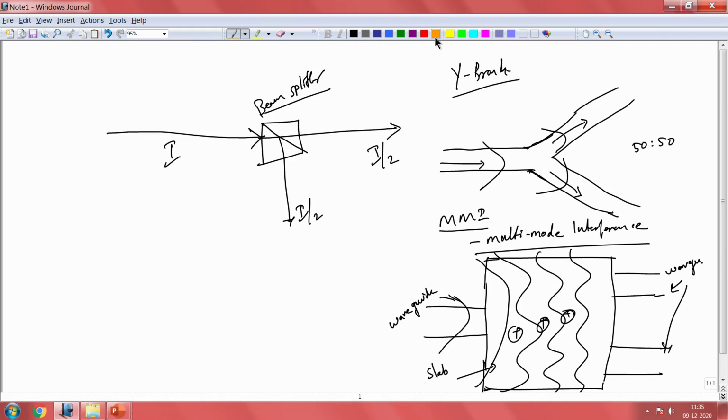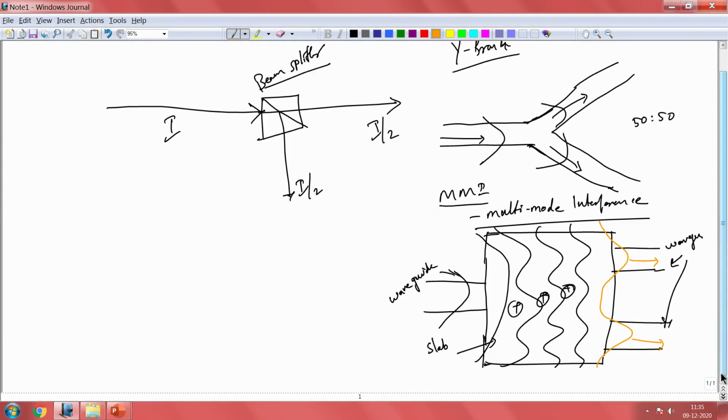Let me pick up a different color. So, it generates a final resultant interference pattern or image like this, and this allows you to couple or split the light into 2. Okay. We will look at how this actually happens, all the nitty-gritties and the equations involved in splitting and so on, but conceptually this is what happens when you want to use multi-mode interference mechanism to split light between 2 different waveguides. And here again you can have 50-50 splitting.